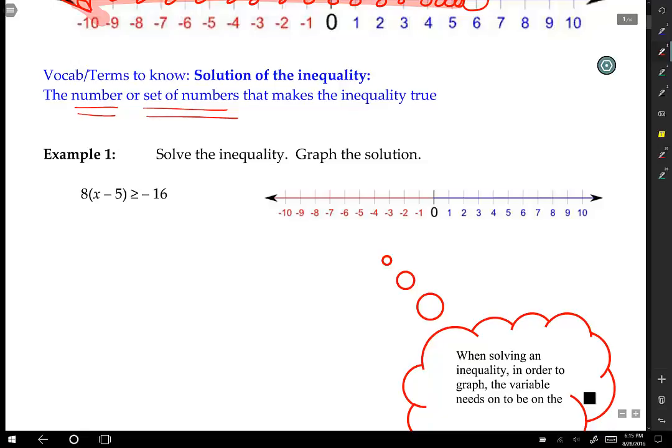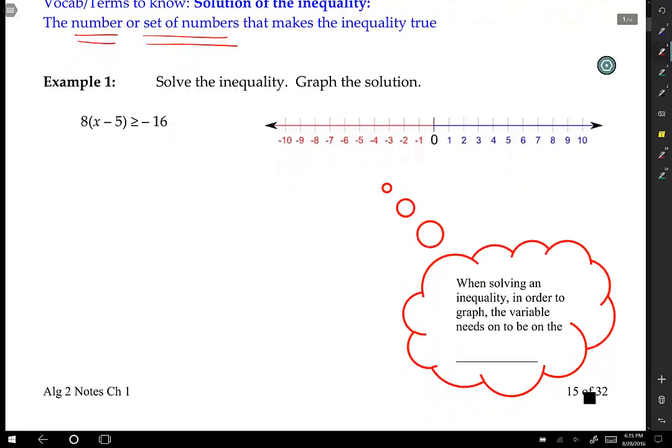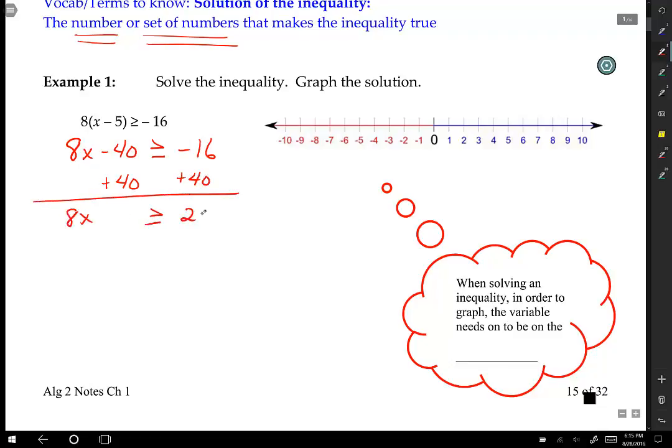So, as we talk about solving our inequalities, we're going to have to try to think about some things. We're going to distribute here first. So 8x minus 40 is greater than or equal to negative 16. We're going to add 40 to both sides. That gives us 8x is greater than or equal to 24. We're going to divide both sides by 8. That gives us x is greater than or equal to 3.